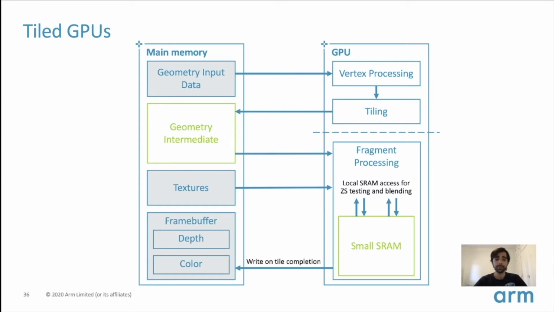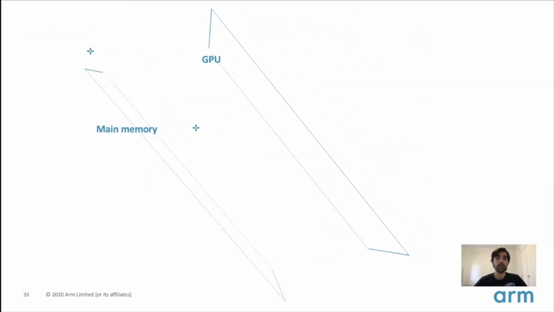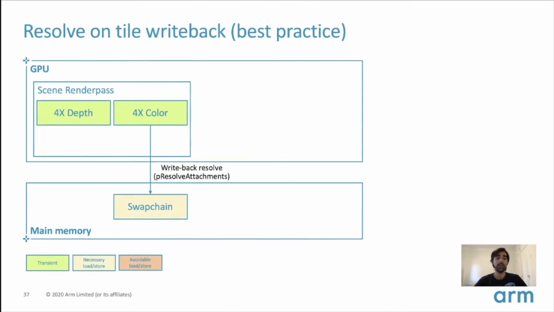In our tile GPU, this means that our multi-sample attachment can also be transient. So similarly to the depth, the multi-sample attachment, the 4 samples that we have to use per pixel, can stay always in tile local memory, and we only need to write out to main memory the final resolved color. In a more simplified way, you can see here we have our scene render pass using multi-sample depth and color. And when we are done rendering the tile, we are writing out to main memory only the final single sample value. And this is achieved by specifying it up front with pResolveAttachments.